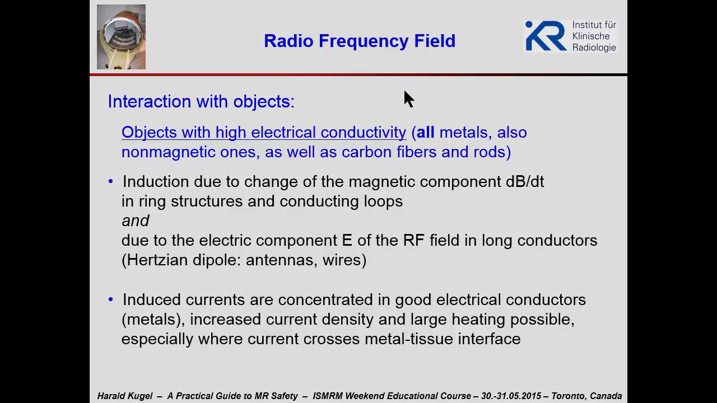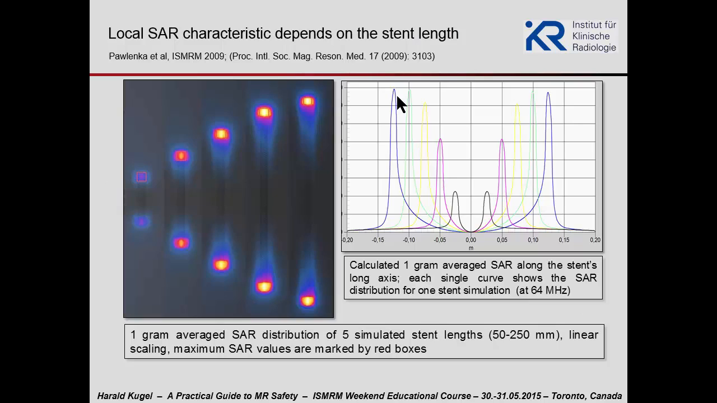If you have implants, the induced currents are concentrated in these good electrical conductors and metals, and you have an increased current density where large heating is possible, especially where the current crosses the metal-tissue interface. And the current drawn into an implant is larger the longer this implant is. Here you see the specific absorption rate along a stent, and at the end of the stent you see a high specific absorption rate, and the absorption rate, the possible heating, increases with the length of the stent.